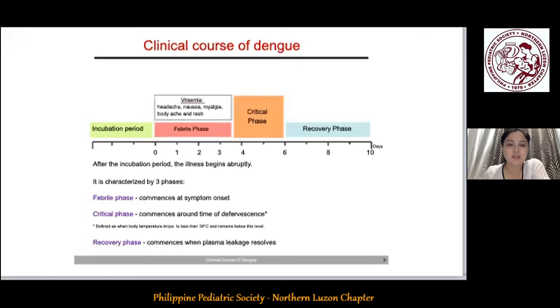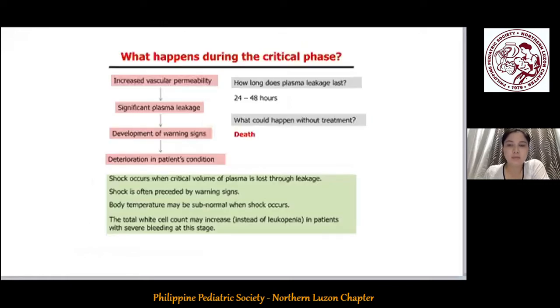This usually occurs on day 4 to day 7 of illness. It coincides with defervescence. So most patients clinically improve during this phase, but those with significant plasma leakage develop severe dengue as a result of increased vascular permeability. So what happens during the critical phase? During the critical phase, there's increased vascular permeability leading to significant plasma leakage and the development of warning signs, followed by the clinical deterioration of the patient. These usually last 24 to 48 hours, and without proper treatment or intervention, death follows.